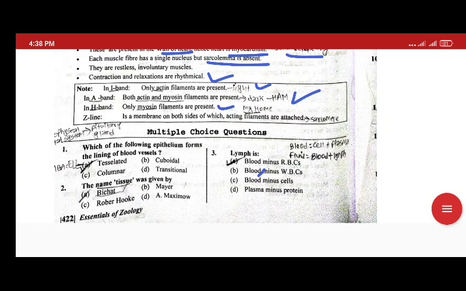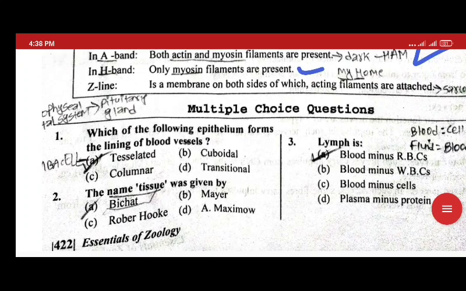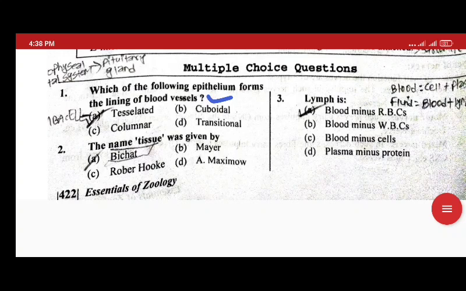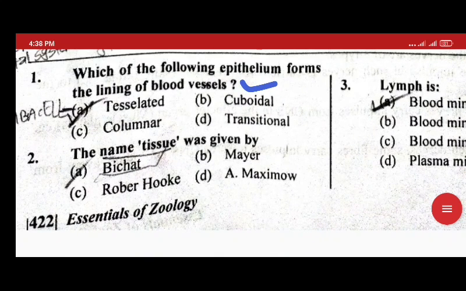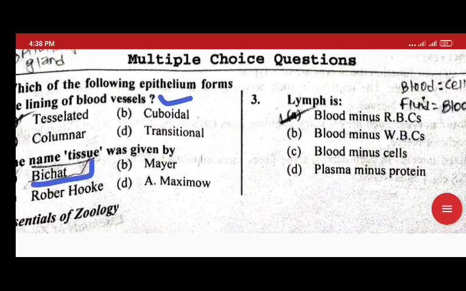Now here we have got three questions. Which of the following epithelium forms the lining of blood vessel? Now if this is the blood vessel, then diffusion occurs here. This diffusion is processed in squamous epithelium, called tessellated or pavement or tiles-like. Now the term tissue was coined by Bichat, and the term histology was coined by Mayer.